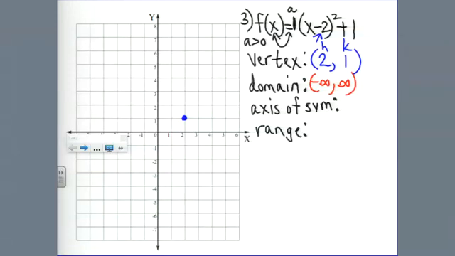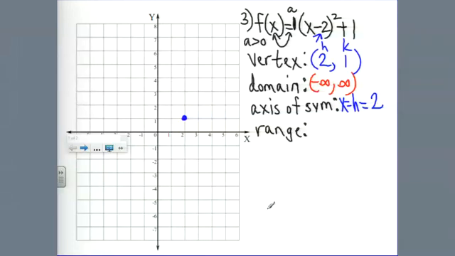Now, if a was negative, then our parabola would be upside down. It's like if you take a cup and turn it upside down. That's known as being concave down. Next up, the axis of symmetry is the equation x equal to h, or x equal to positive 2. And again, we'll find the range after we graph our parabola.